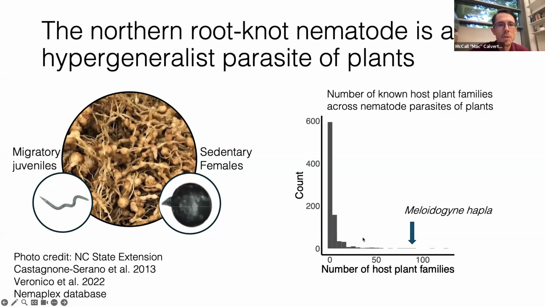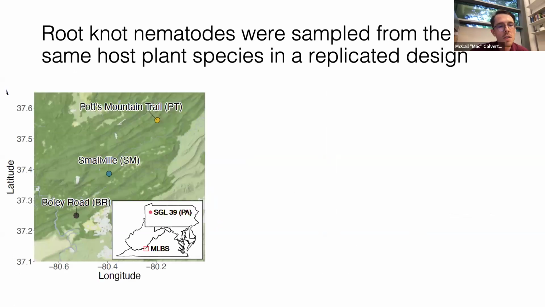And so in this plot here, I'm just showing you the number of known host plant families that different nematode parasites of plants infect, or different species infect. And you can see that the great majority of them are fairly specialized, infecting one or just a few host plant families. Our species, Meloidogyne hapla, infects over 80 host plant families, comprising hundreds and hundreds of host plant species. So to address this goal of thinking about how host selection is shaping variation in generalist genomes, we sampled root knot nematodes in a replicated design across space at 3 sites in Virginia and 1 in Pennsylvania.